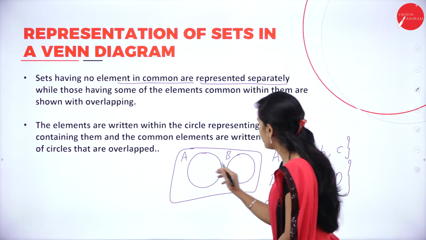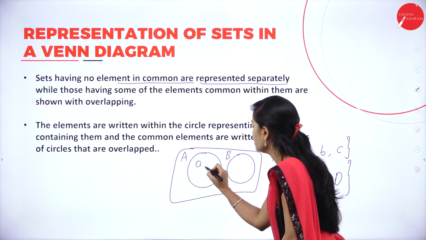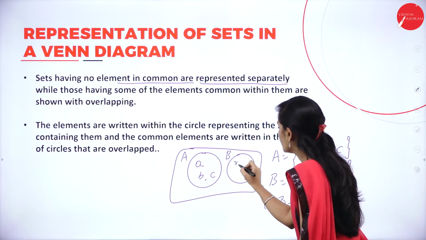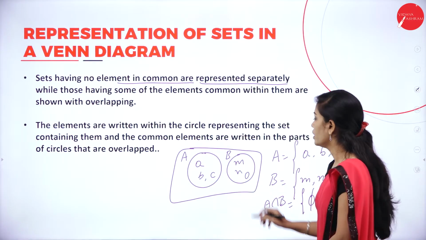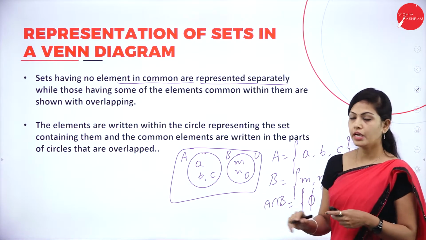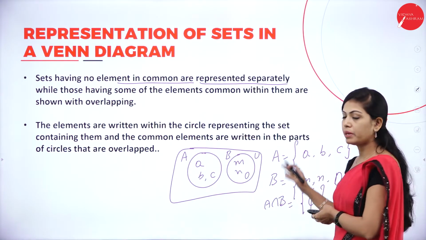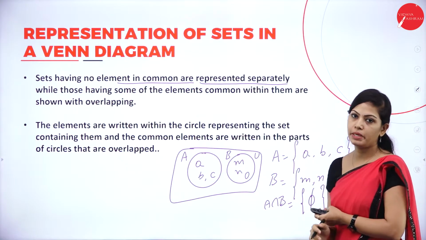So what are the elements of set A? They are a, b and c. And the elements of set B are m, n and o. So this is the universal set. This is the representation of sets having no common element in both set A and set B.